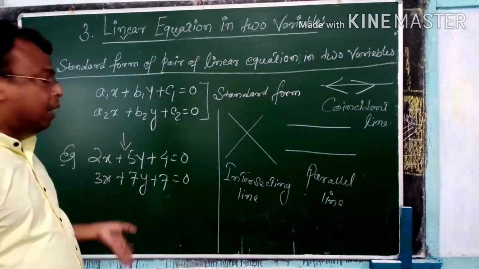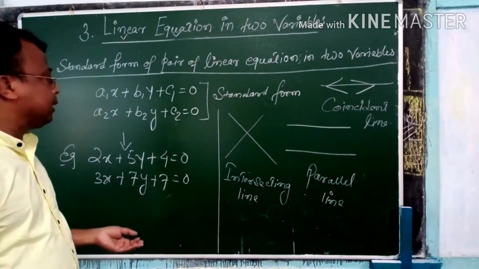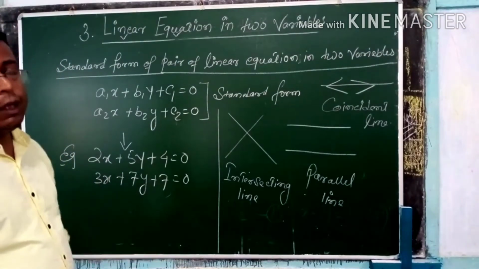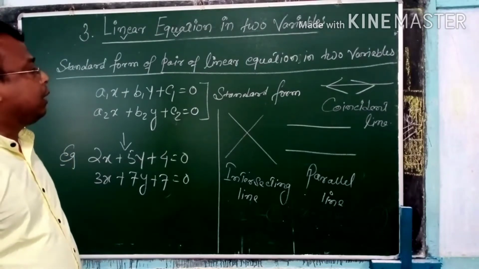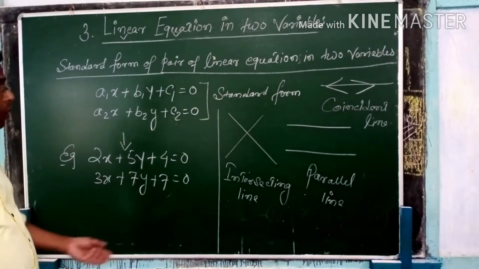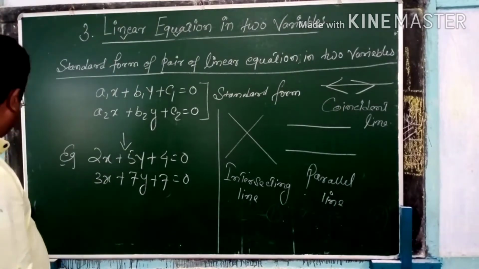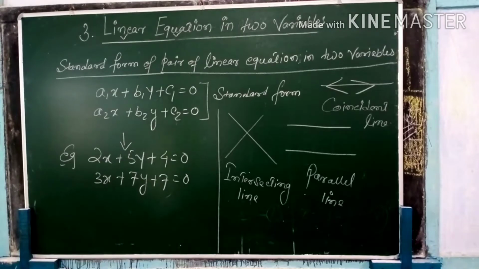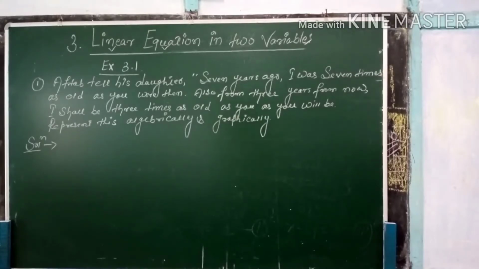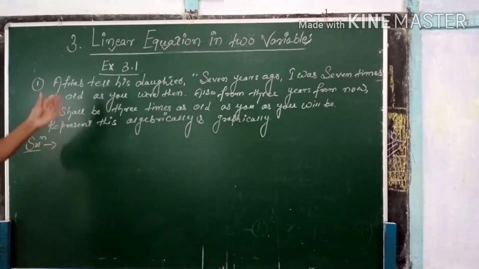Alright. Now we will go to our next topic, that is exercise 3.1. Okay, and after that we will go for the next topic, that is the graphical method to find out the solution of pair of linear equation in two variables. So now we'll go for the next one, that is exercise 3.1. So come to the exercise 3.1.